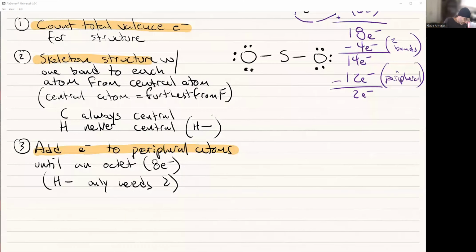All right. Step 4. Really simple, no exceptions here. Add remaining electrons, if there are any, to the central atom.